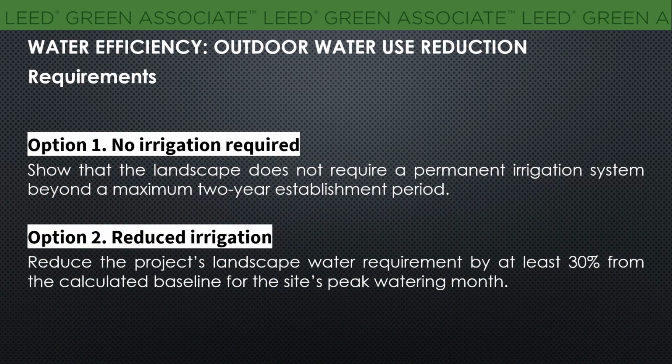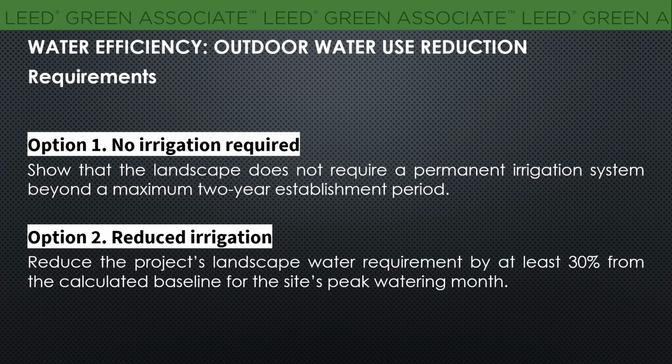Well, there are 2 options to achieve this prerequisite. Option 1 is non-irrigation requirement and option 2 is reduced irrigation. Now let's look at option 1, non-irrigation requirement. This option suggests that the landscape does not require a permanent irrigation system beyond a maximum of 2-year establishment period. This can be achieved by selecting plant species that can withstand local climate conditions after the establishment period.